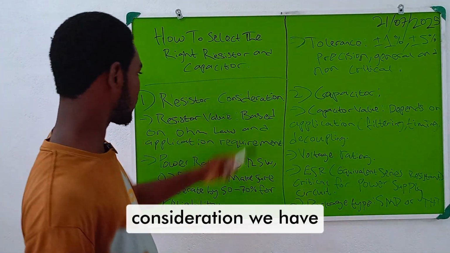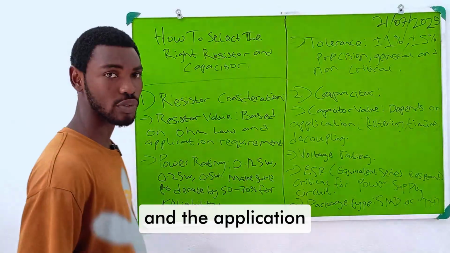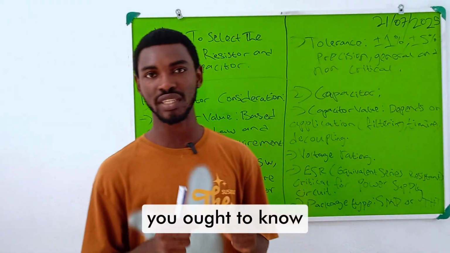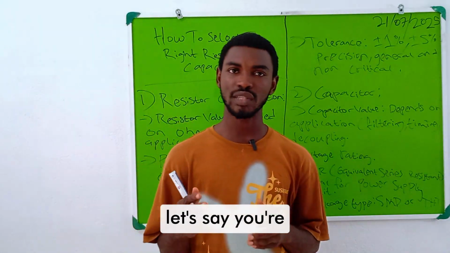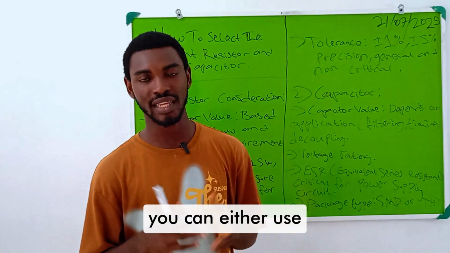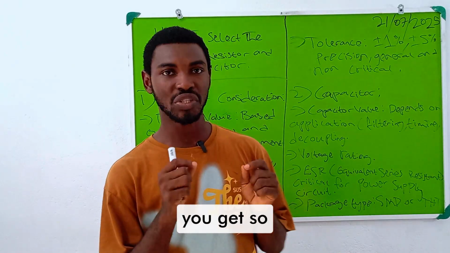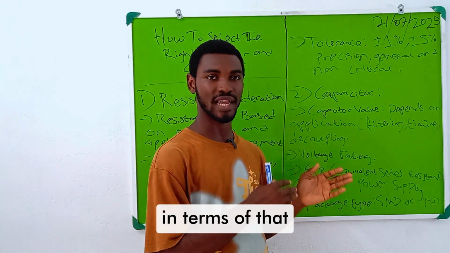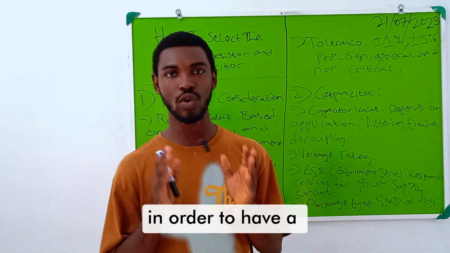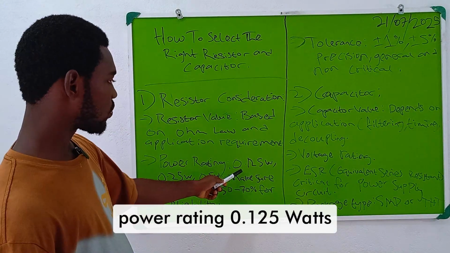For the resistor consideration, we have the resistor value, based on Ohm's law and the application requirement. This is very important. When selecting your resistor, you ought to know the proper resistor value. Let's say you're working with an I2C protocol that needs a pull-up resistor. You can use either a 4.7K or 10K ohm resistor. Selecting the proper value for that application is very critical and necessary in order to have a well-functioning circuit.